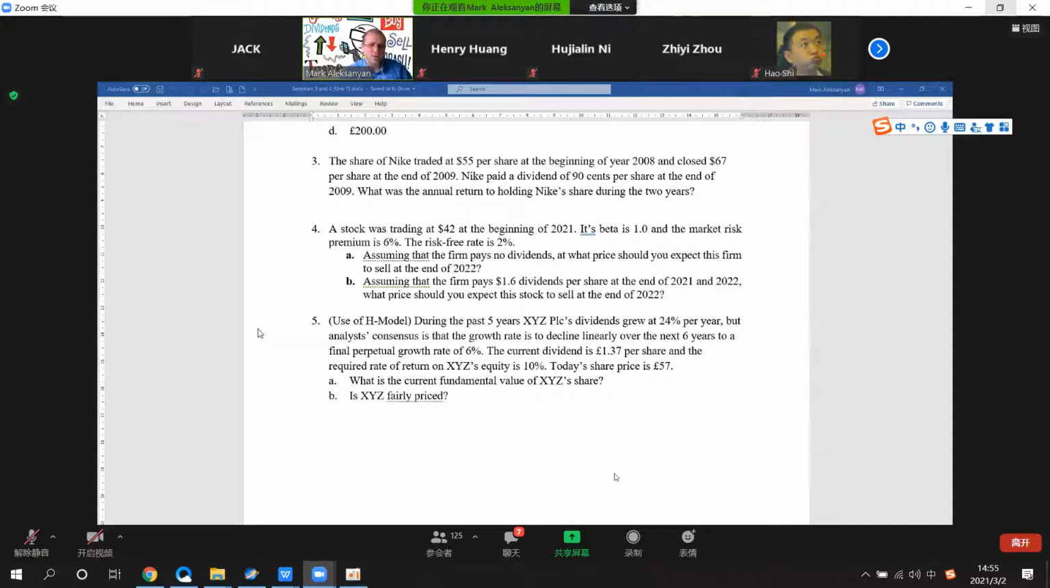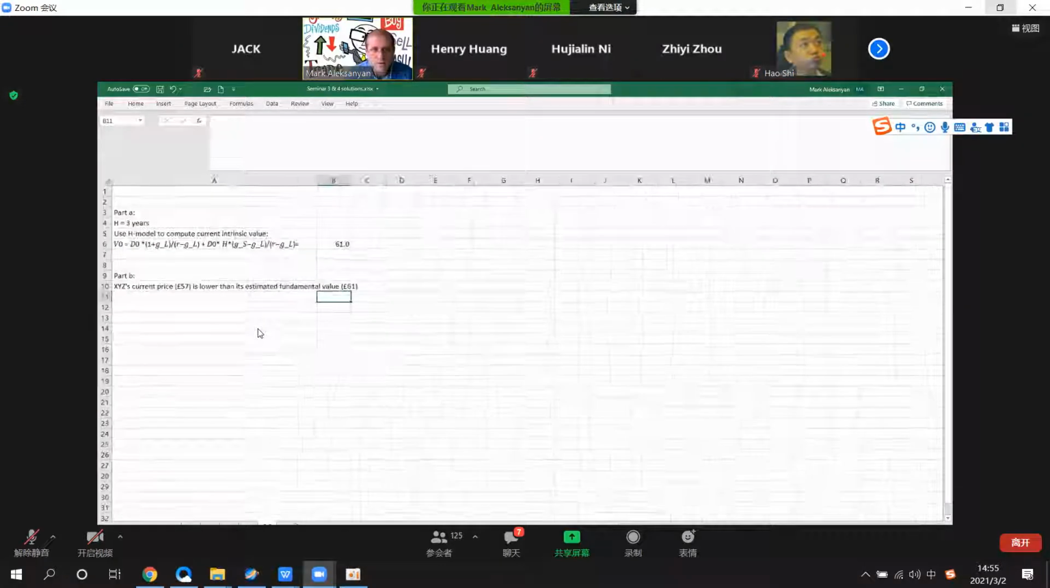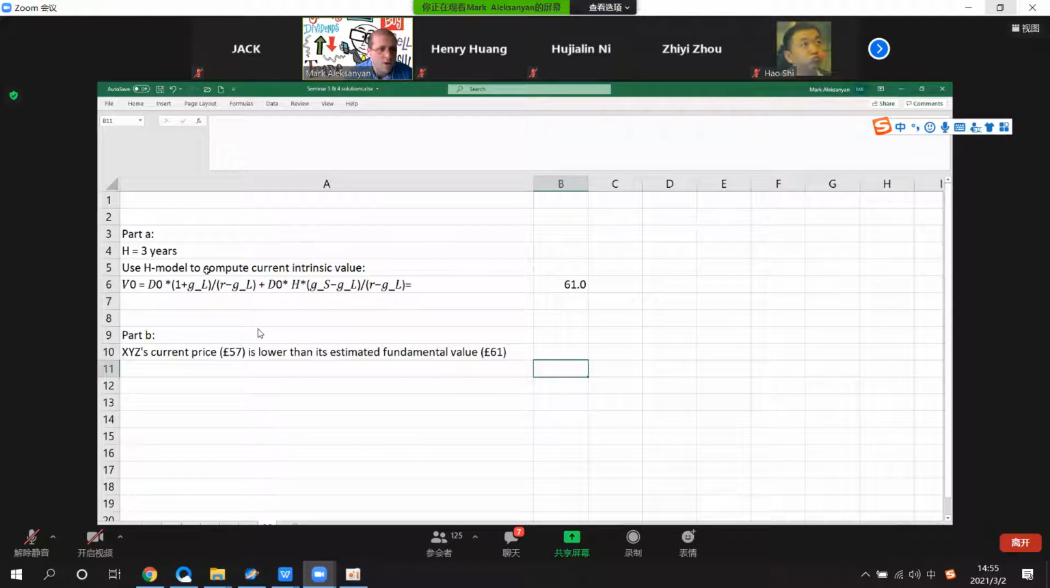So if that is the pattern, then we actually have a formula for it. The formula is the H model, something that we cover in Unit 5. So basically, you need to use the H model formula and just plug the numbers in. Okay, I'm just going to switch to Excel right now and show the formula and what we are doing here. So your H model is this one here.